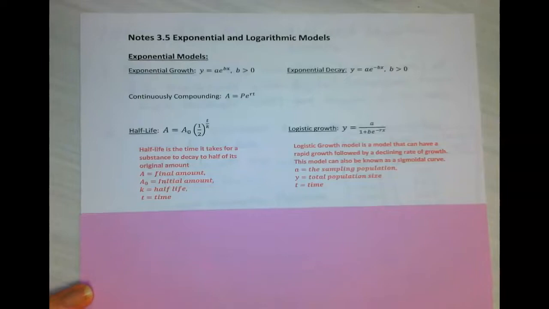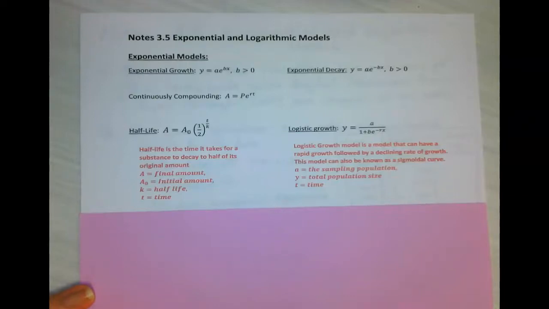In previous classes you've studied half-life, and half-life is the time it takes for a substance to decay to half of its original amount. So that model, A is the final amount, A sub 0 is the initial amount, K is the half-life time, and T is the time that you're calculating.